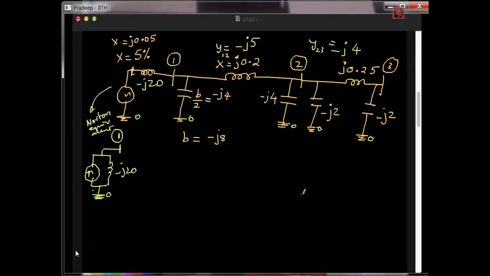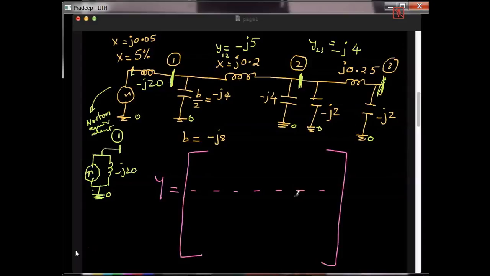So now what I want to do is Y bus. How do you draw Y bus for this? As you know, three buses are there, 1, 2, and 3. Therefore, the size of the Y bus will be 3. So this is the Y bus. It will have 3 rows and 3 columns. Let's call this 1, 2, and 3, and this is 1, 2, and 3. Now, I want to fill the details inside.